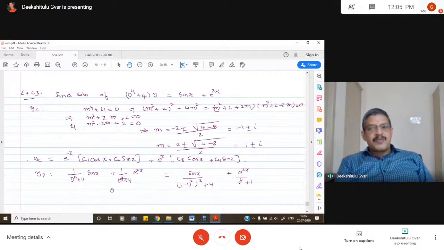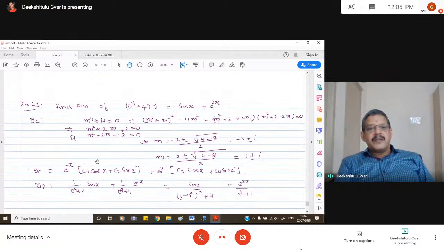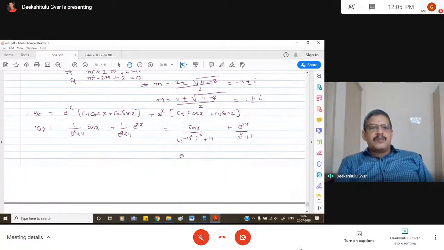So replace D square by minus 1. D square by minus 1 means this is D square whole square, minus 1 whole square, plus 4. And for the other term, simply substitute a here in this equation, so 2 power 4 plus 1. We have learned both the methods, right? So this is your particular integral.